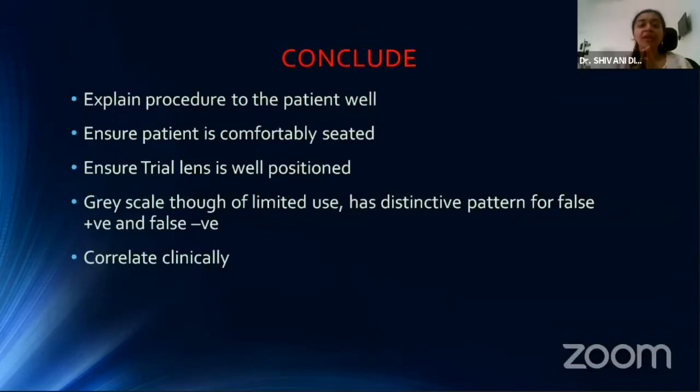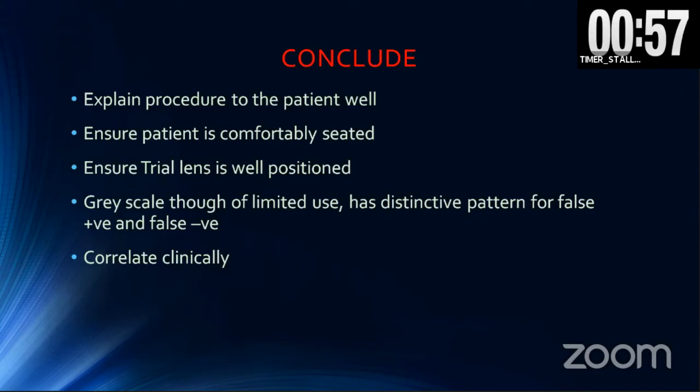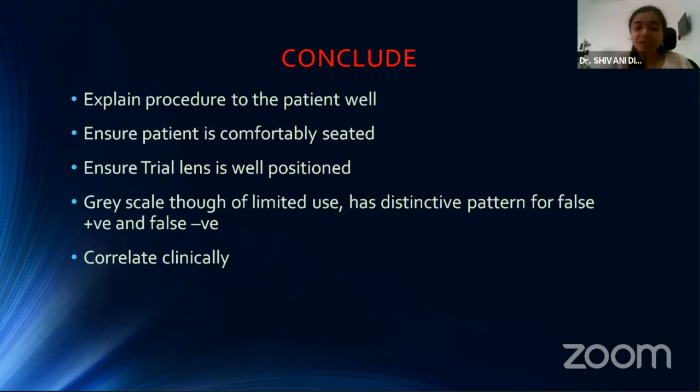To conclude, I would like to say that it is of utmost importance to explain the procedure well to the patient, ensure that the patient is comfortably seated at the beginning of the test, and the trial lens has been correctly positioned. Grayscale, though of limited use, has its own distinctive patterns for false positives and false negatives and can be useful. And finally, we always need to correlate the visual field reports with our clinical findings.